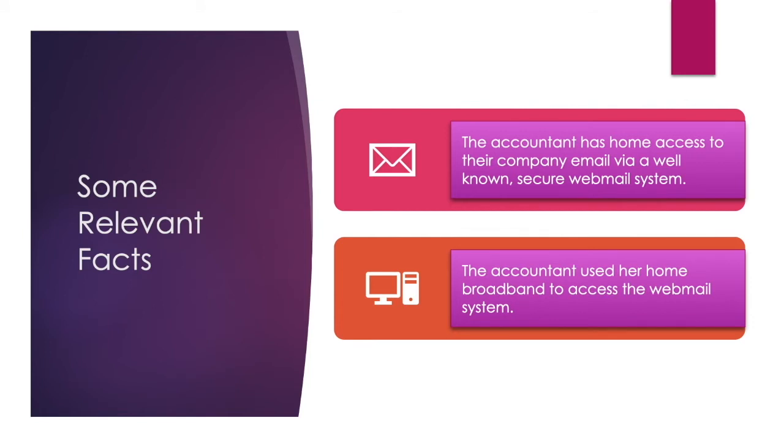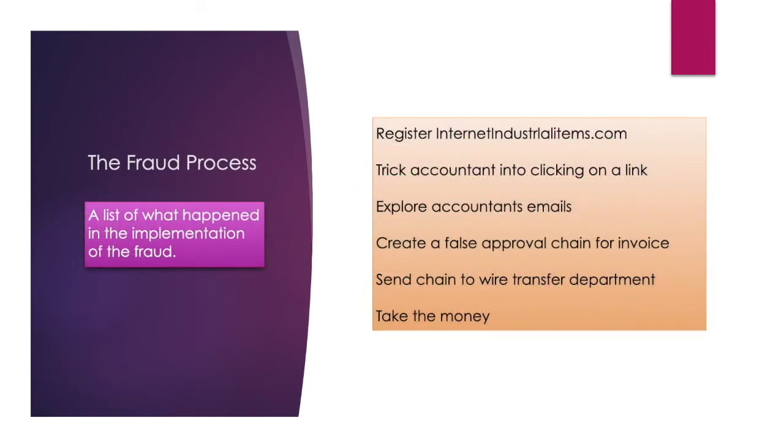So from all of this, they were able to work out that the mechanism used for the fraud was as follows. The rogue concerned registered the domain name Internet Industrial Items, but with one of the I's changed for an L, and they sent all the emails associated with the fraud from that domain. The accountant had clicked on an email that appeared to be an internal message relating to a late invoice. The accountant had to log into the email to review the invoice, and this login revealed his username and password for emails. The rogue used the credentials to explore the email records and research the invoice payment process.